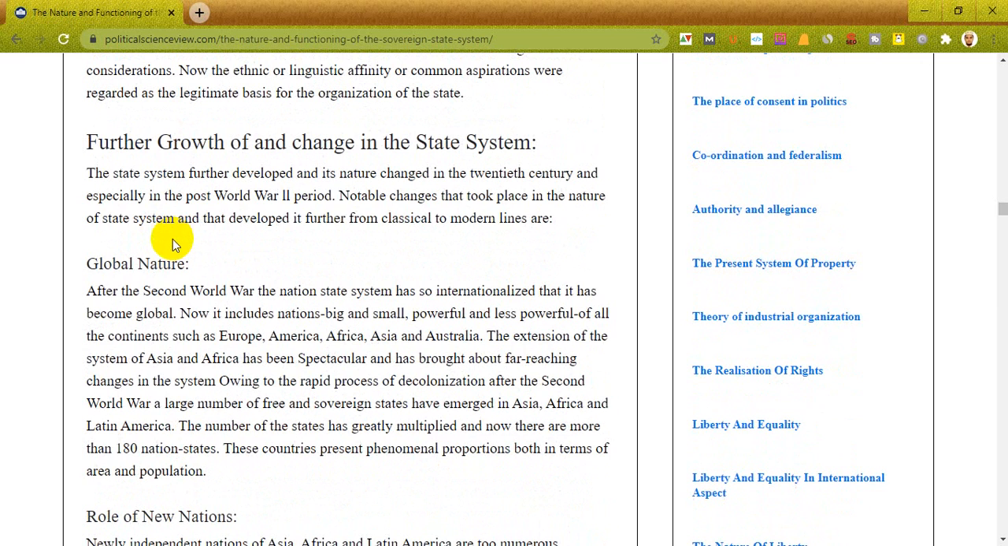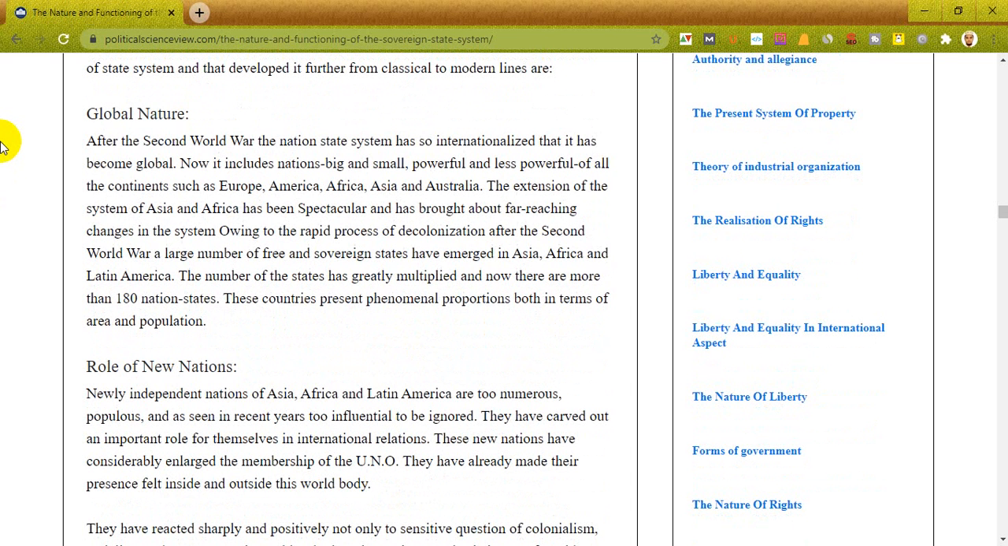Further growth of and change in the state system. The state system further developed, and its nature changed in the 20th century, and especially in the post-World War period. Notable changes that took place in the nature of state system, and that developed it further from classical to modern lines are: global nature. After the Second World War, the nation-state system has so internationalized that it has become global.